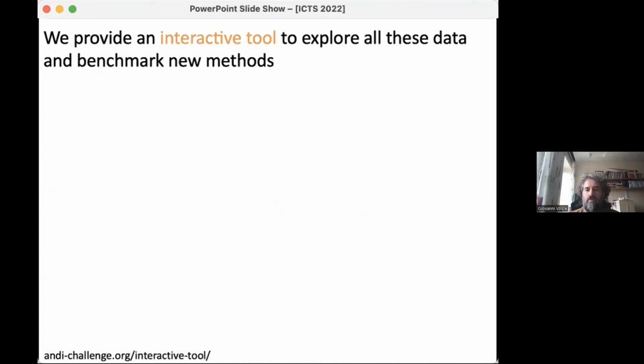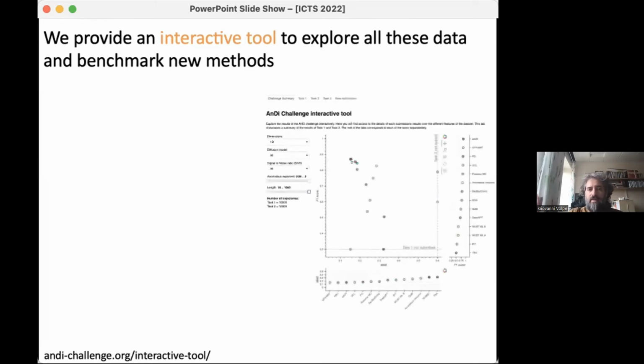But to let you, in case you are interested, explore them on your own and look at this. As I said before, it was really a grueling work to decide what to include in the paper. So what we decided to do is to also give anyone the ability to play with the results we have, of the results that all competitors had. So we created this interactive tool, which you can find in andychallenge.org interactive tool, which essentially it's an applet where you can play with all the tasks and data submitted by the participants in the Andy challenge.